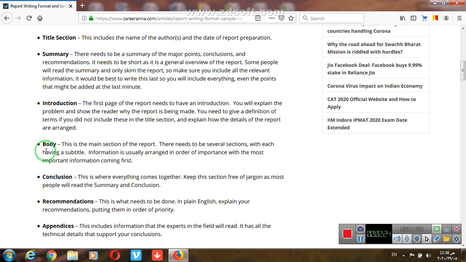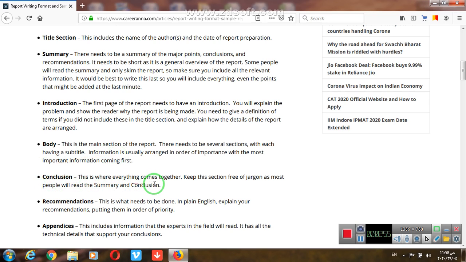Also, one more point we have in writing a report, and it's important, the body. This is the main section of the report. There needs to be several sections with each having a subtitle. Information is usually arranged in order of importance, with the most important information coming first. And here you have to deal with the details of the information you need to write in the body. We need more details. And you have conclusion.